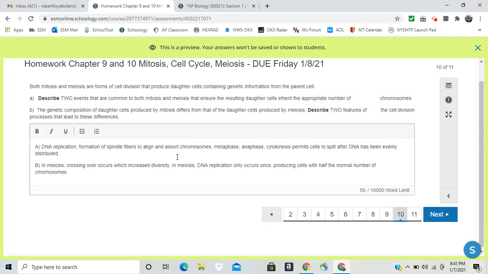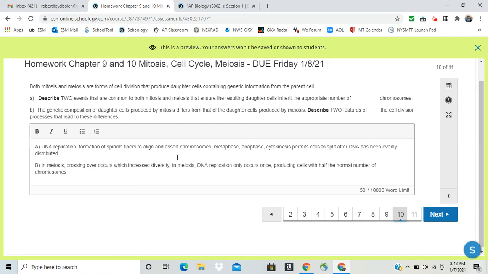And for number 11, they want you to describe 2 events that are common to both mitosis and meiosis that ensure the resulting daughter cells inherit the appropriate number of chromosomes. So for letter A, DNA replication, that's common. You want to make sure you have double the amount of DNA so they each get the same amount of DNA. Okay. The formation of the spindle fibers is going to align and assort the chromosomes. That's going to ensure that those chromosomes are lined up and that they get properly separated and assorted. That happens in metaphase and anaphase. And then we also have cytokinesis, which permits cells to split after the DNA has been evenly distributed.